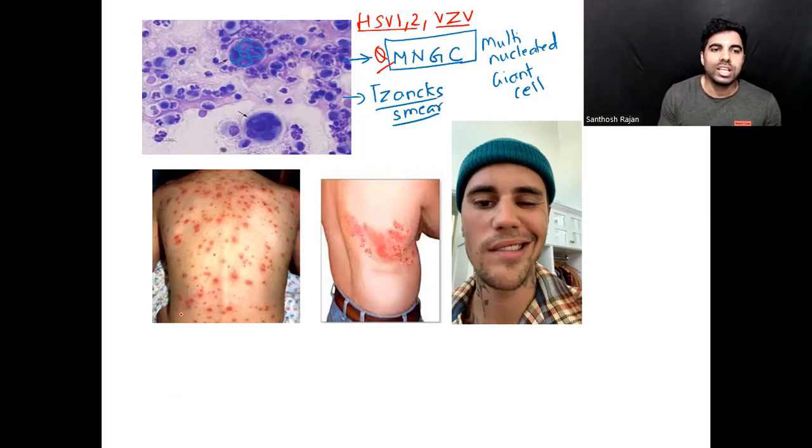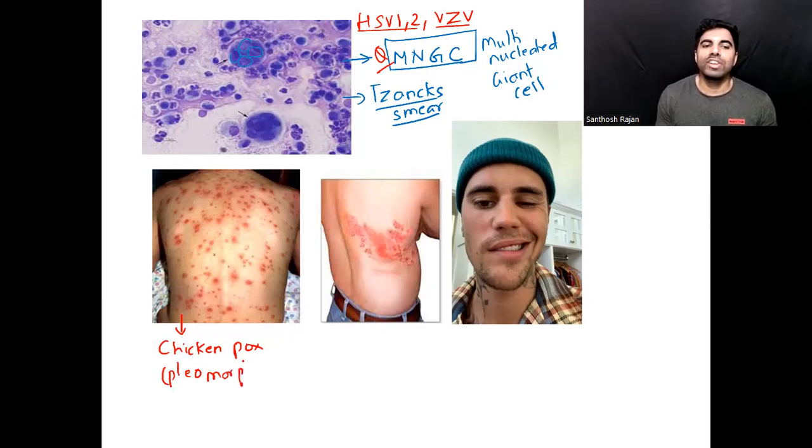Now, what is this appearance? This is chickenpox. We call this a pleomorphic rash. Pleomorphic means there are different types of rashes. You can see papule, macule, vesicle, multiple rashes. So that's chickenpox. Now that's one picture.